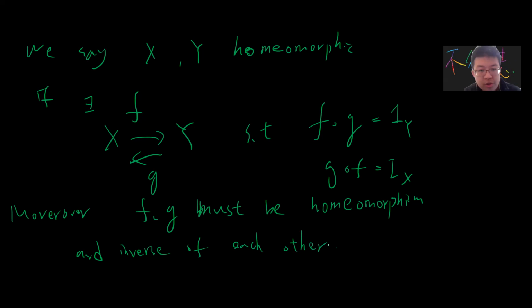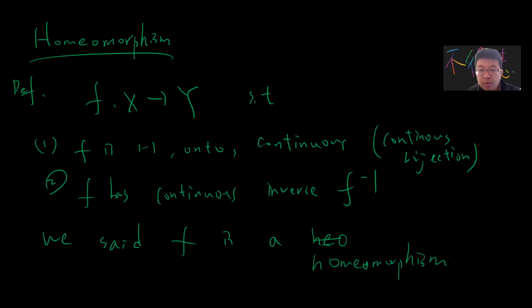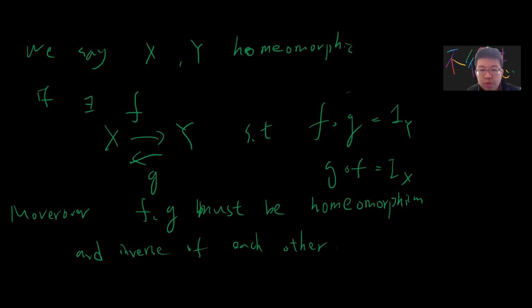You can see this is just another definition. When I say X and Y are homeomorphic, I just say that there exists a homeomorphism between them. And if there is a homeomorphism between them, then I can say that X and Y are homeomorphic, because f and f inverse replace f and g.